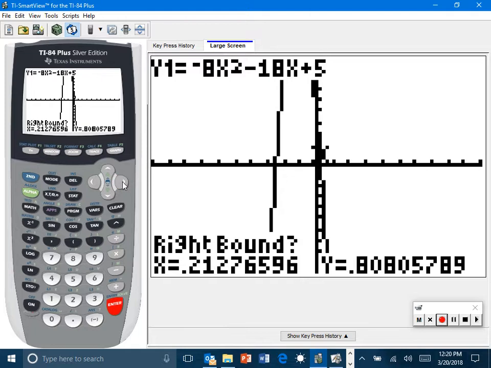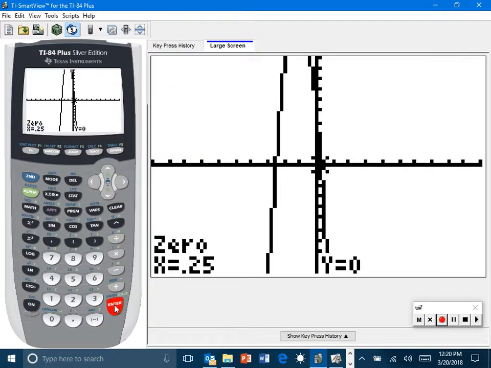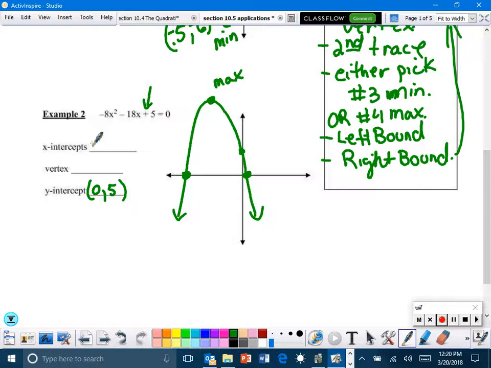Now I'm going to move it below. Again, if you mess up, it'll just give you an error message and then just switch. Okay, I'm on the right side. I'm going to hit enter twice. 1, 2. Aha! That zero is 0.25. So this is 0.25. As an ordered pair, that'd be (0.25, 0).